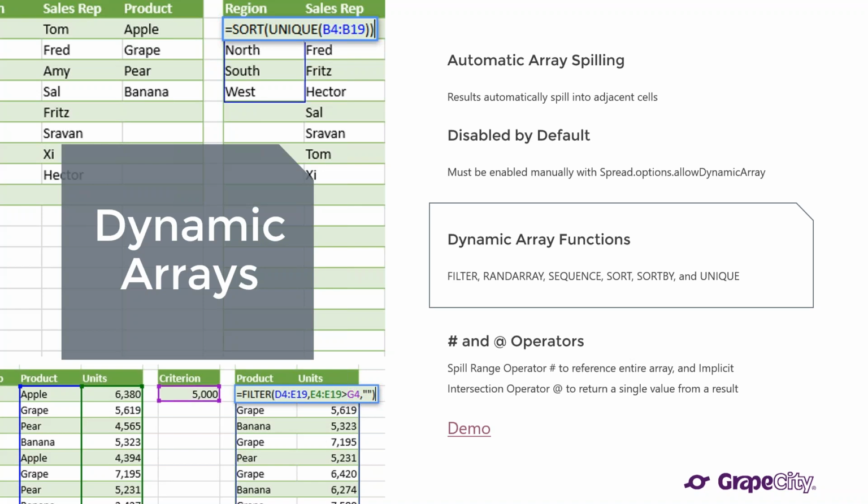The functions we added include FILTER, RANDARRAY, SEQUENCE, SORT, SORTBY, and UNIQUE. We also added the spill range and implicit intersection operators to give the option to reference an entire array or return a single value from a result. Using these kinds of formulas can drastically increase the performance of your application, as they can replace large numbers of formulas with singular dynamic array formulas, which I will now show you in the following demo.